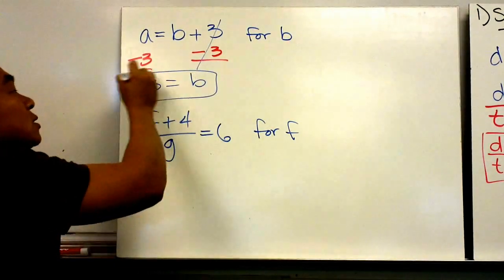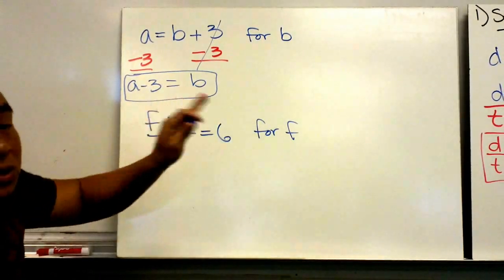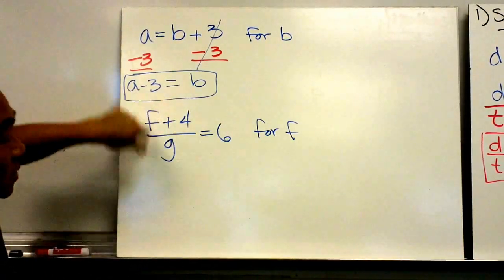And that is our answer for that. So we've solved for b, which means we just want b on one side and everything else on the other. So now let's look at this crazy one.